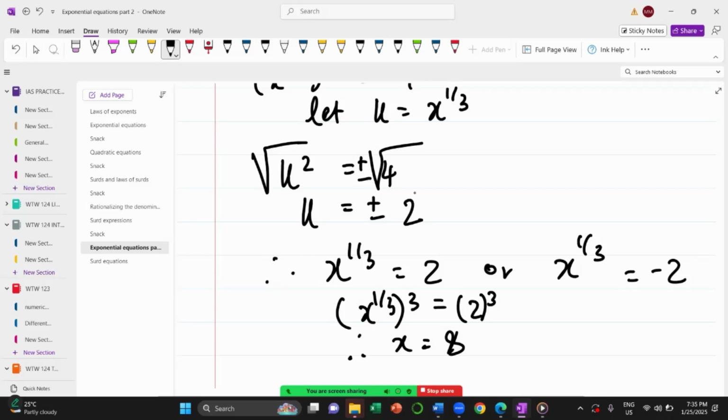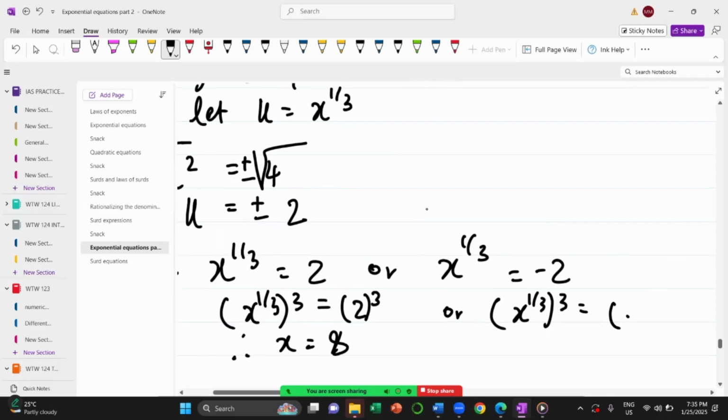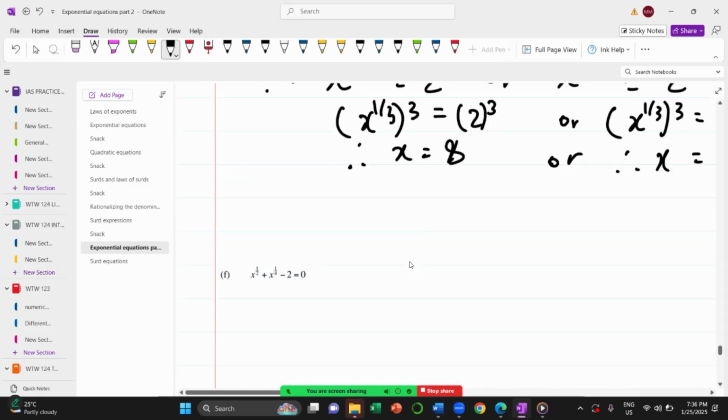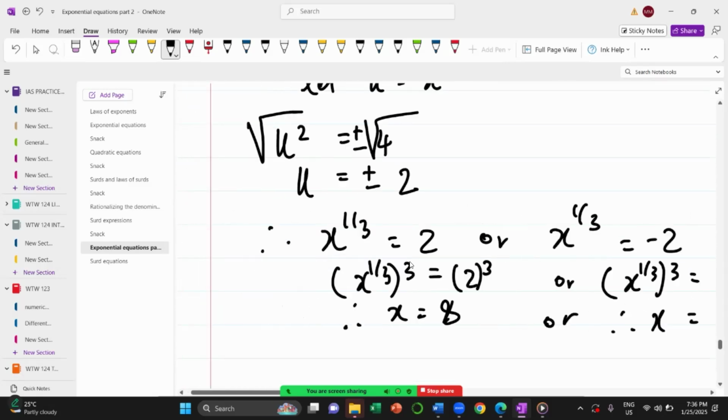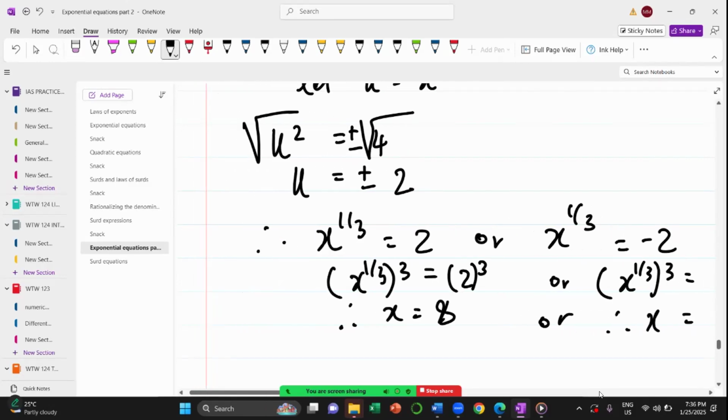Yes, sir. Look at this side. This side I have 1 over 3. Is this even or odd? It's odd. So therefore, I can continue to solve because this side I have a negative number, right? So I'm going to have x to the exponent of 1 over 3, all to the exponent of 3, equal to negative 2, all to the exponent of 3. Therefore, x is equal to negative 8. So x is equal to 8 or x is equal to negative 8. So do you see how we deal with these problems? Guys, are you comfortable?